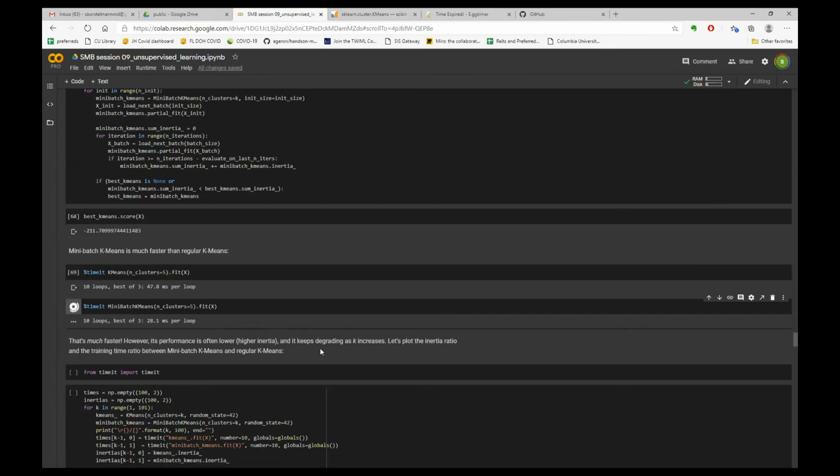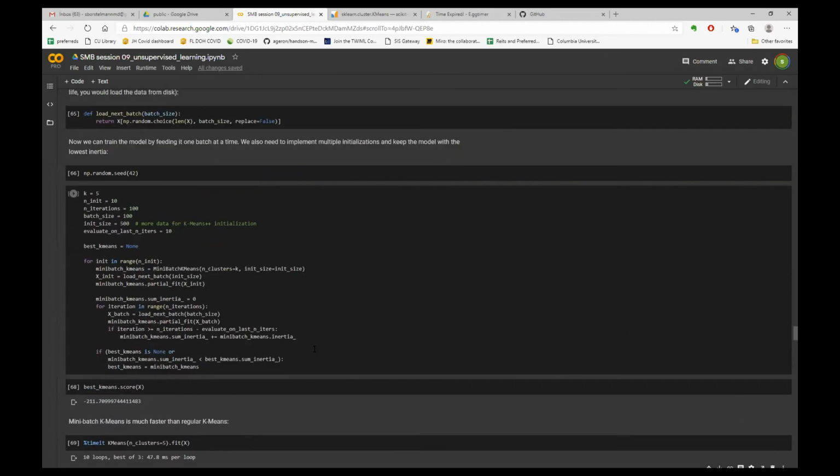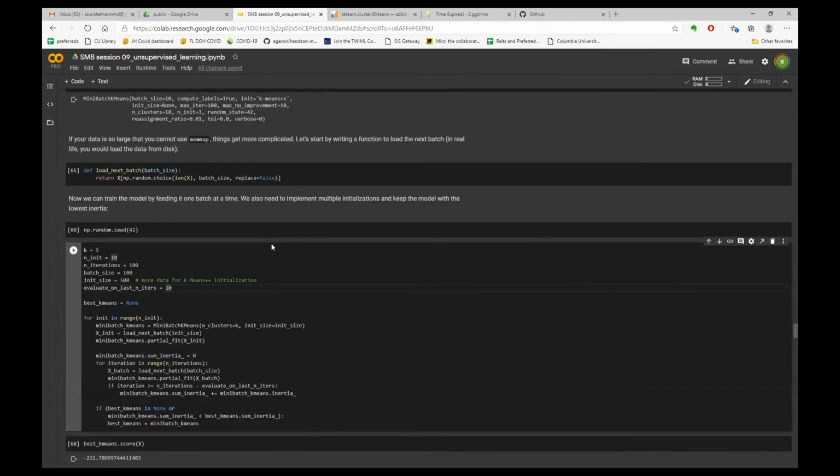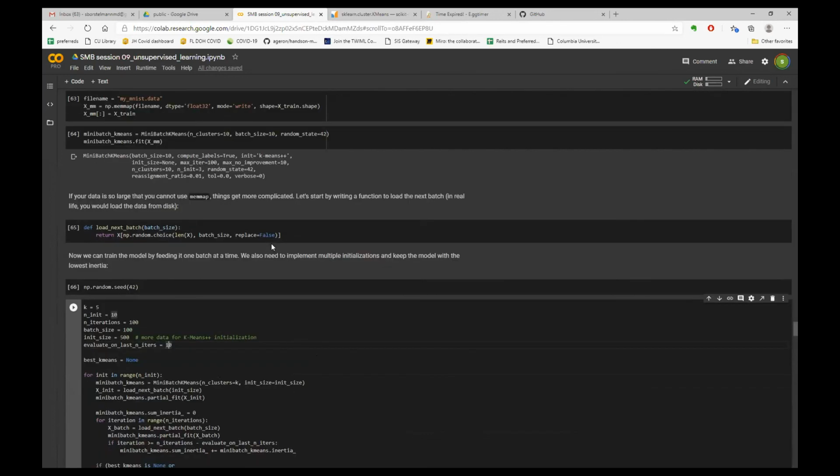What was the init size parameter again, sorry? What is the init size? 500. What is that controlling again? The init size, I believe, is controlling the number. Let me check in mini batch k-means. That's a good question.